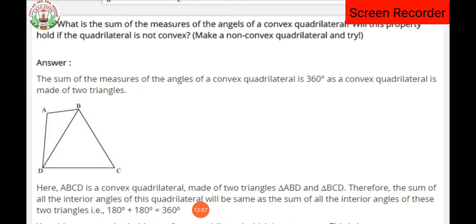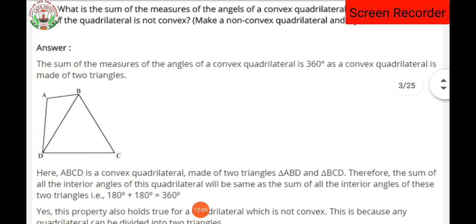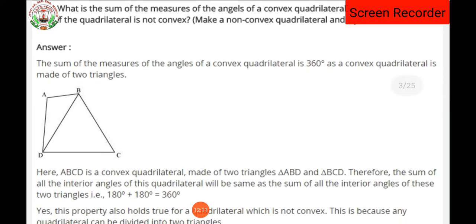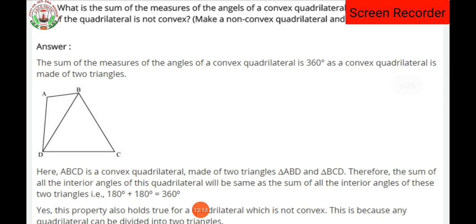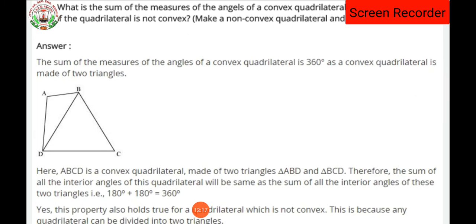Now here ABCD is a convex quadrilateral made up of 2 triangles, that is triangle ABD and triangle BCD. Therefore, the sum of all the interior angles of this quadrilateral will be the same as the sum of the interior angles of the 2 triangles. That means, what is the angle sum property? All the 3 angles of a triangle add up to 180 degrees.